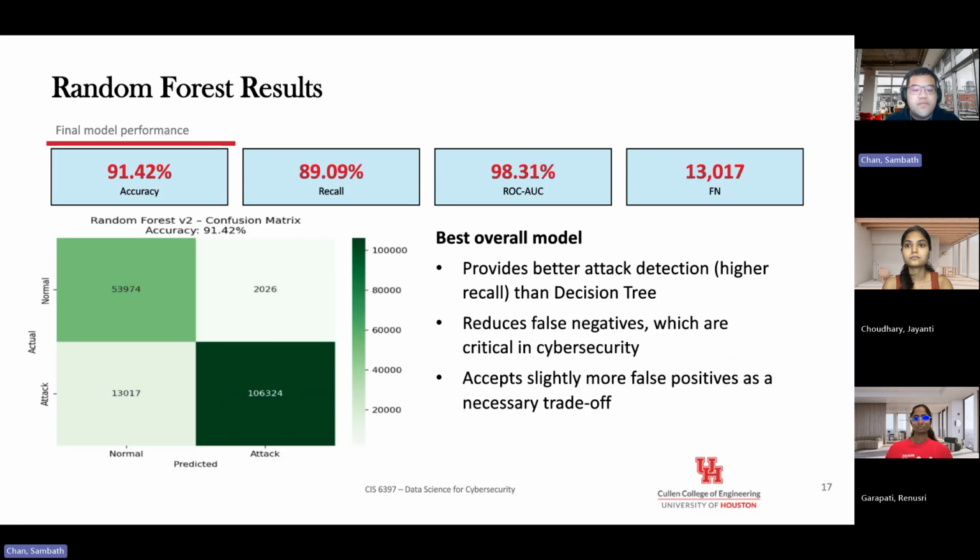The random forest results. We see improvement across the key metrics. Accuracy increased to 91.42%, recall improved to 89.09%, and ROC AUC is 98.31%. The false negatives we're looking at are 13,017, which shows they dropped. This means the model catches more attacks than the decision tree. Although false positives may increase slightly, it is an acceptable trade-off in cybersecurity. And we move to the next slide.